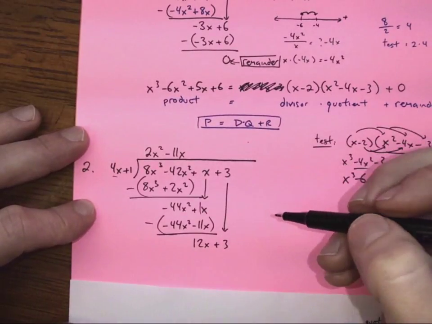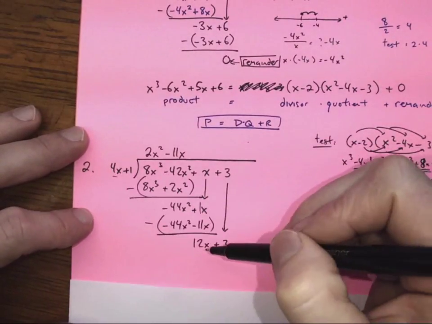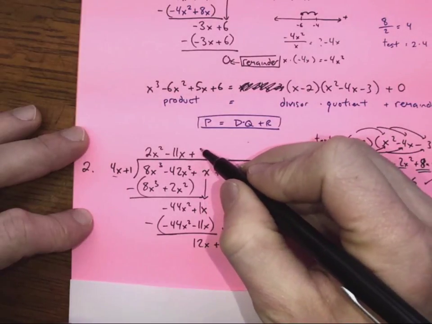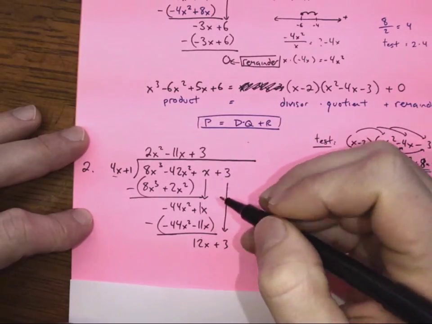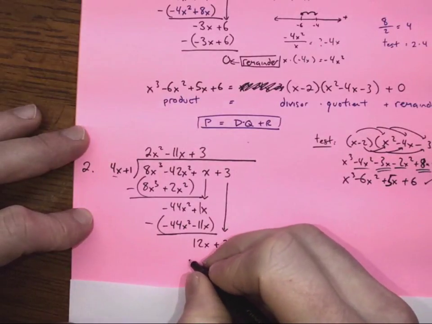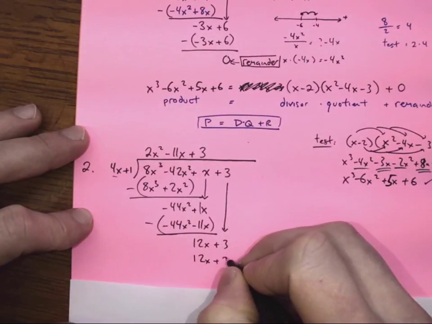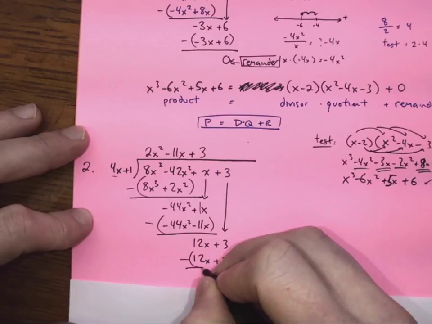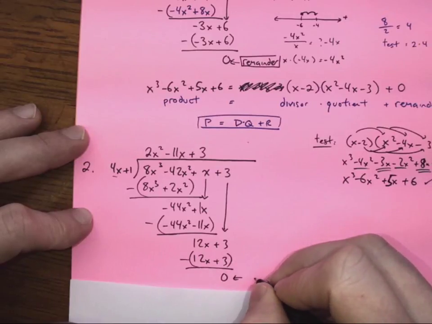And then I say, how many times is 4x going to 12x? Well, it goes in 3 times. 3 4x's give us 12x. Then I multiply 3 by both of these terms, and I get 12x plus 3. Subtract. Again, we get 0 as a remainder.